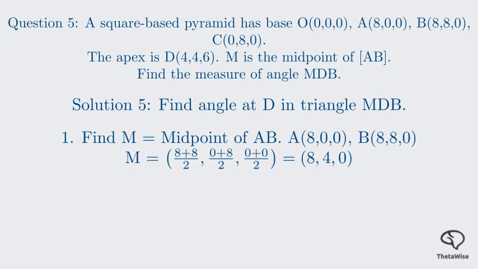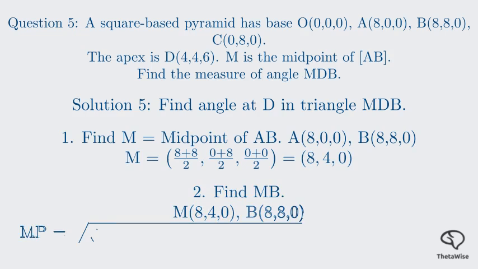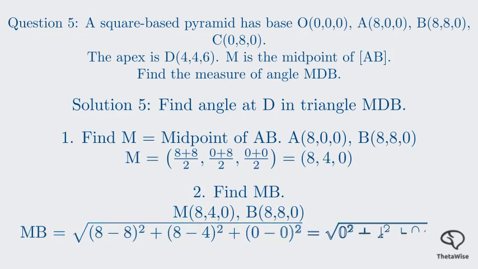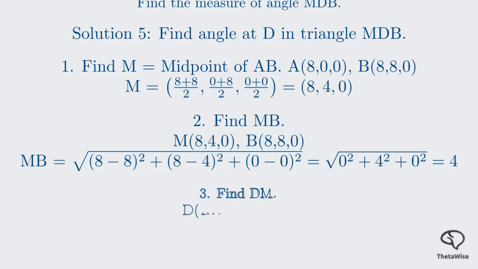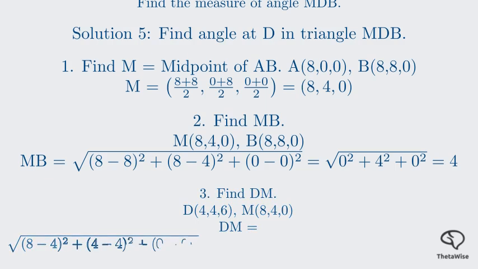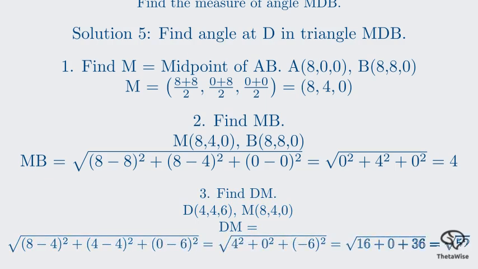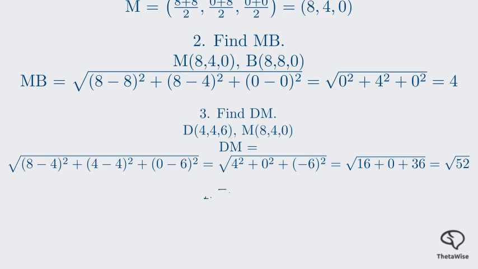Now we have all the coordinates needed for our triangle. Let's find the side lengths. Side MB. M is (8,4,0) and B is (8,8,0). MB is a horizontal segment. Its length is the difference in y coordinates, which is 4 units. Side DM. D is (4,4,6) and M is (8,4,0). The distance DM is the square root of 4 squared plus 0 squared plus 6 squared, which is the square root of 52.